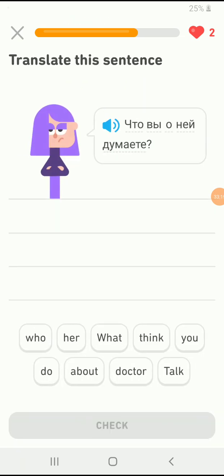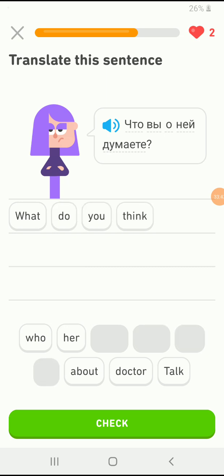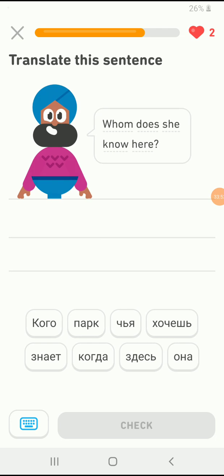Что вы о ней думаете? What are you thinking about her? What do you think about her? Maybe, yeah. Because in Russian they don't have present continuous. They just say like, what do you think about this, even if it's like, what are you thinking?